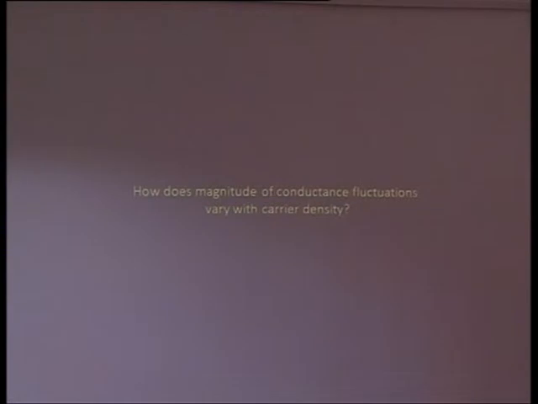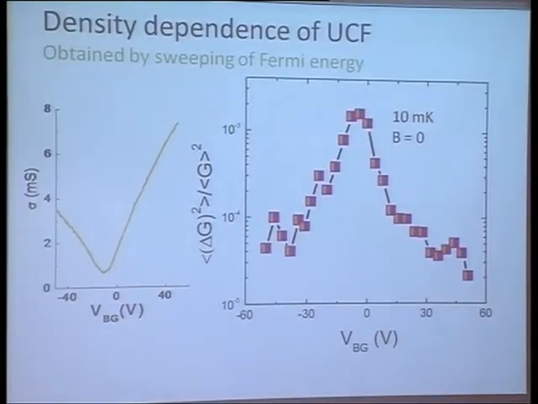The last bit is what happens to the UCF noise magnitude when we vary the density, and that changes the valley degeneracy. So this is the conductance versus gate voltage.